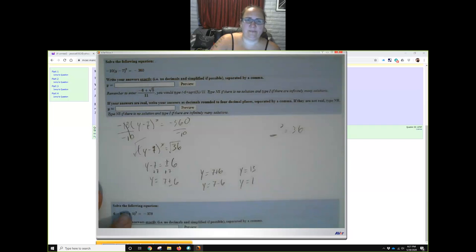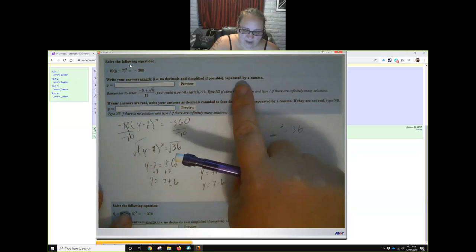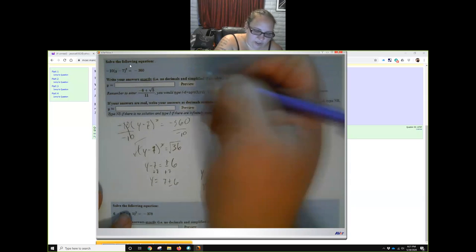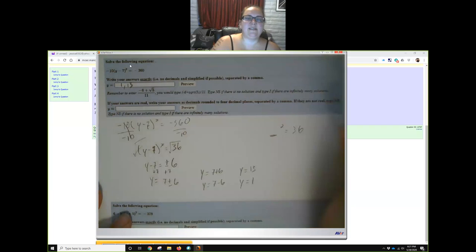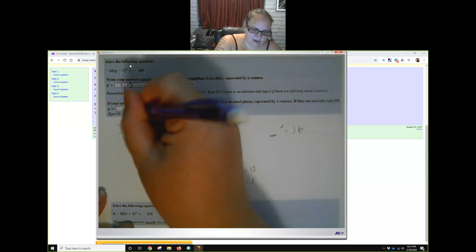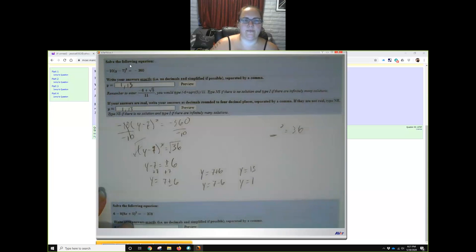And so if you look right here in the instructions, it says separated by a comma. So we would do 1 comma 13. And now since these were integers, no decimals, you're just going to put the exact same thing here. Okay?